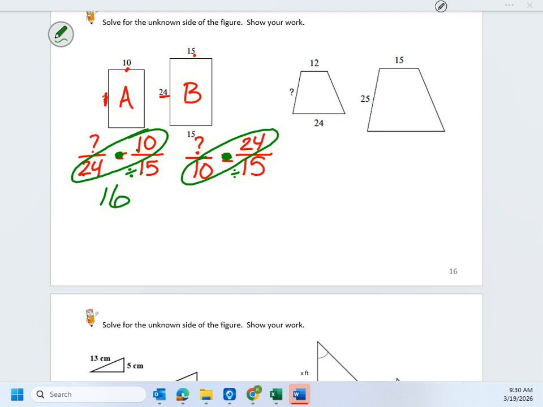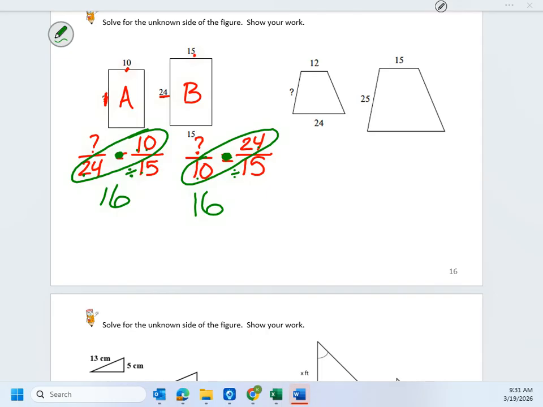2 times 3 is 6, 3 times 2 is 6. Doesn't matter the order they go in, 24 times 10 or 10 times 24. We get the same answer, and then we divide by 15, and we still get that side measurement of 16.